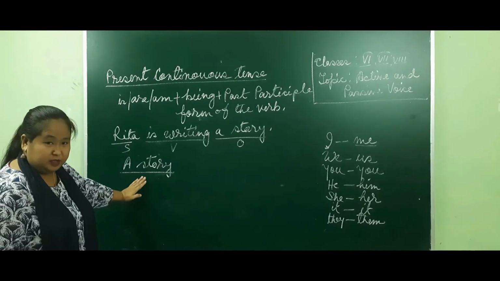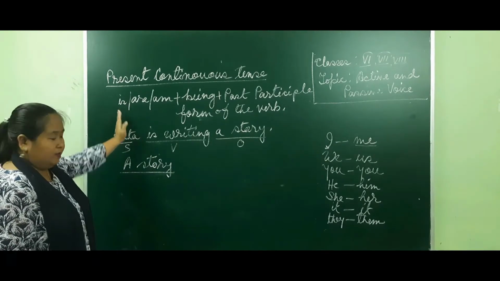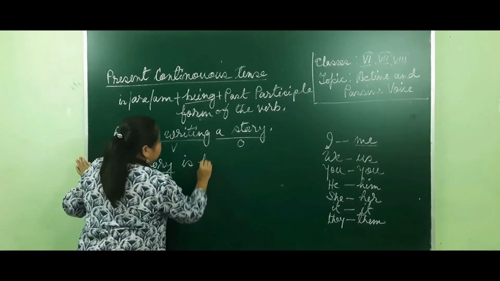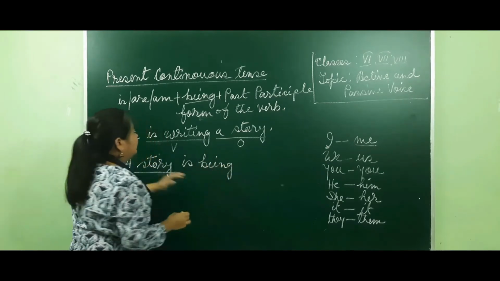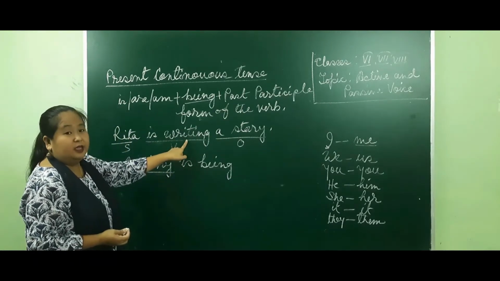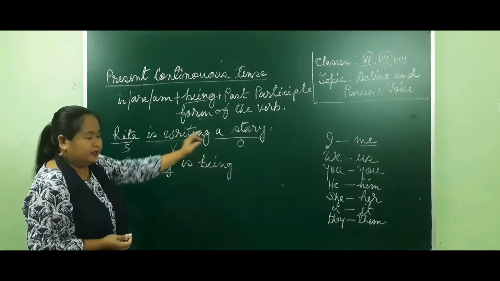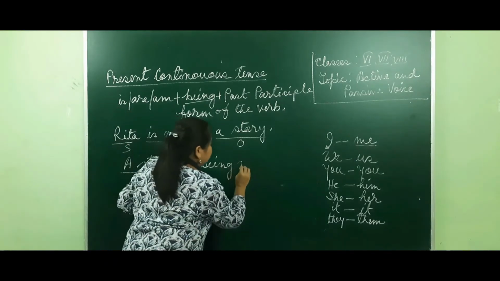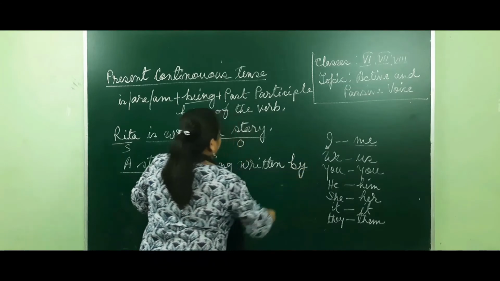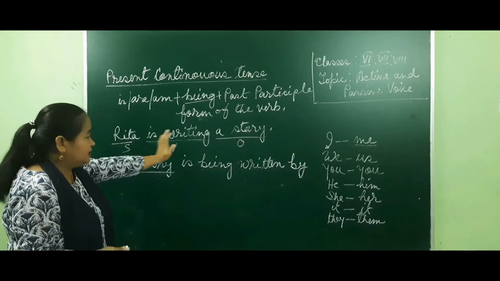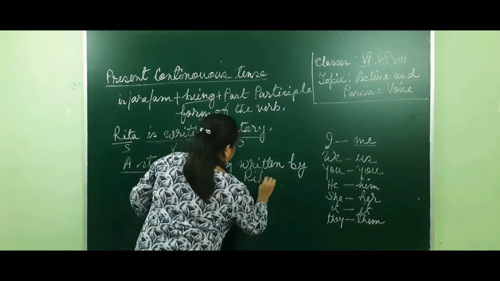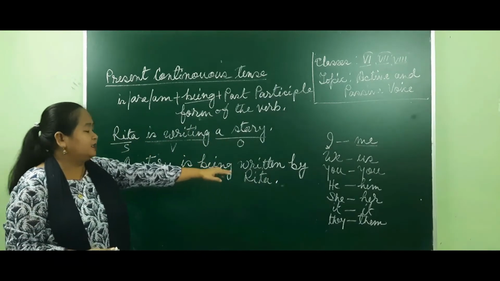A story, it is a singular subject. So accordingly, you will choose the singular verb. A story is, then we use being for continuous tense. A story is being, and the past participle form of the given verb here. Writing: write, wrote, written. So a story is being written. We use by: the subject of the active voice is expressed as by plus agent in the passive voice. By Rita. So a story is being written by Rita.